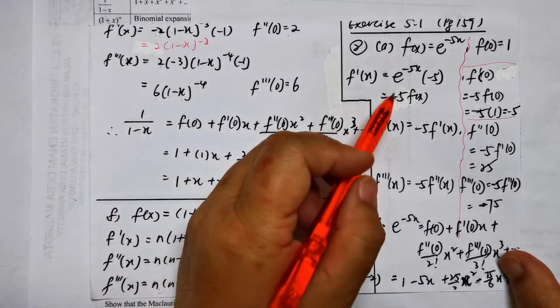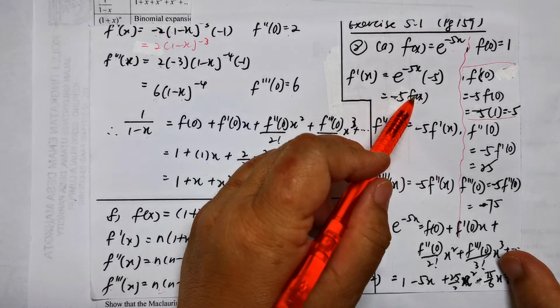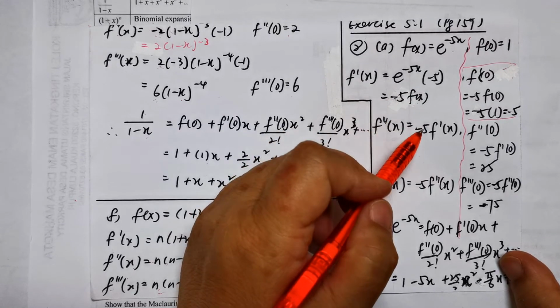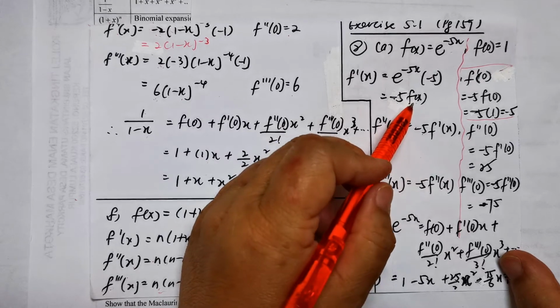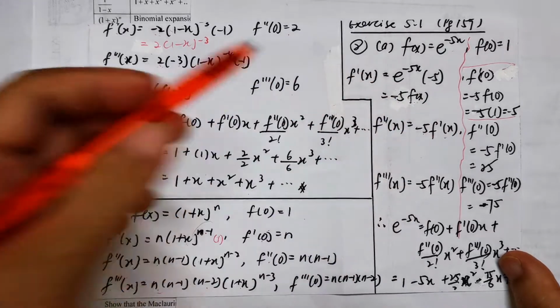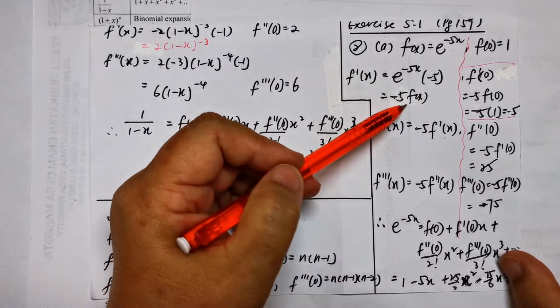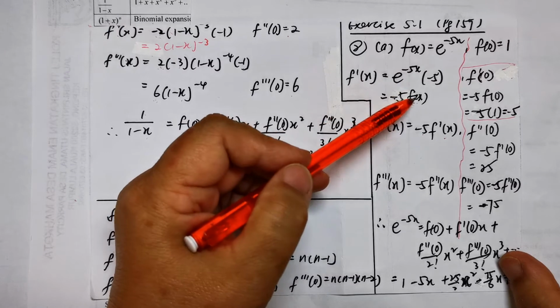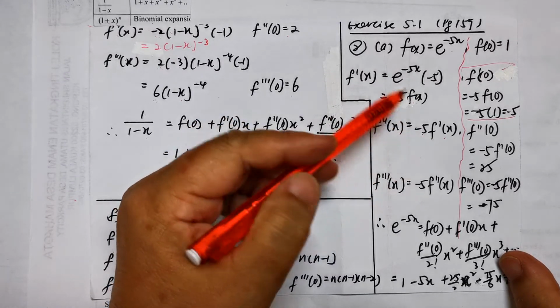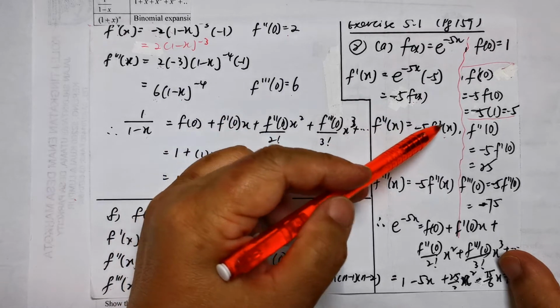Then differentiate this one again. It becomes simpler, you see. Negative 5 is a coefficient, so just copy. Differentiate f(x), you get f prime x. That's it. You can do it this way. If it is possible for you to write in terms of f(x) or f prime x, you can actually do it this way, which is easier. So your second derivative is negative 5 f prime x.